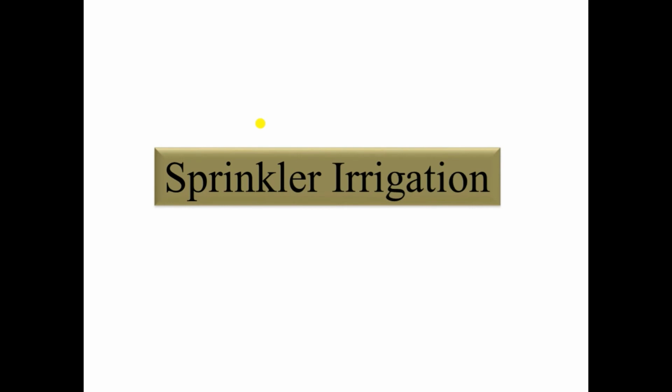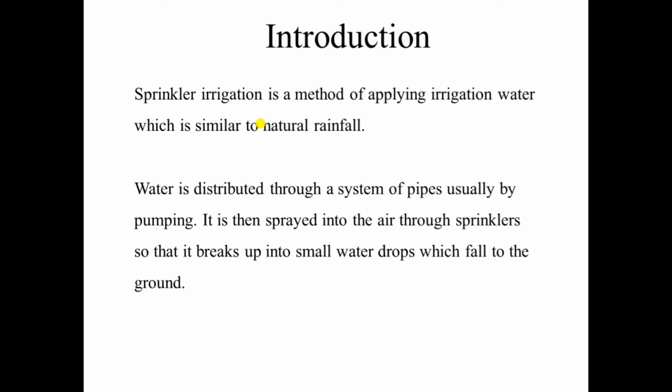Next is sprinkler irrigation. We know that it is a very efficient method of water application because there is 30 to 40% saving in water application, and its application efficiency is higher compared to any other methods. Sprinkler irrigation is a method of applying irrigation water which is similar to natural rainfall. Water is distributed through a system of pipes, usually by pumping, and is then sprayed into the air through sprinklers so that it breaks up into small water drops which fall to the ground.